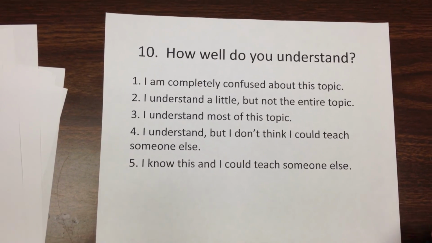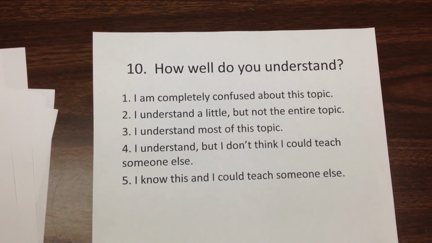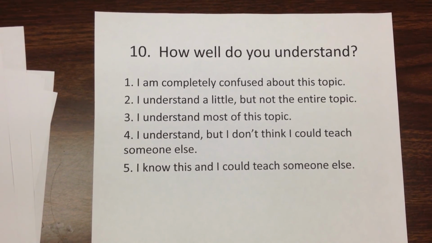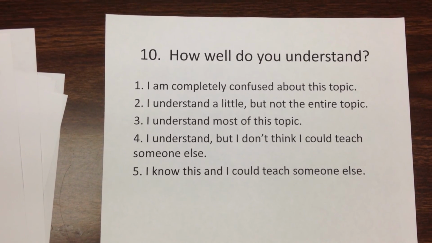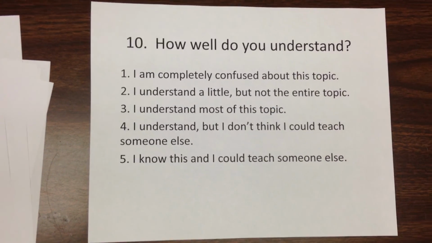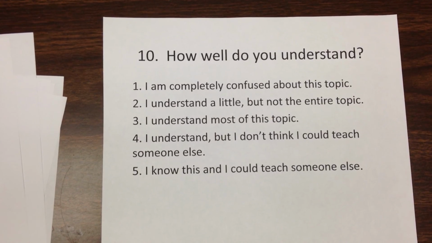And number 10, how well do you understand this? Just write a 1 if you are completely confused about this topic. A 2, you understand a little bit but not very much yet. Number 3, if you understand most of it. Put a 4 if you understand but you don't think you could teach someone else yet. And put a 5 if you know this and you could teach someone else. You've got it and you're ready to move on.